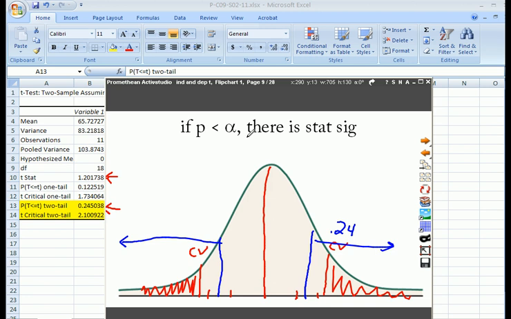So taking us back to our rule, 0.24. If it would be less than 0.05, we would have significance. But you can see it's not in the rejection region. 0.24 is bigger than 0.05. It doesn't fall within this portion of the curve. Therefore, we don't have statistical significance.